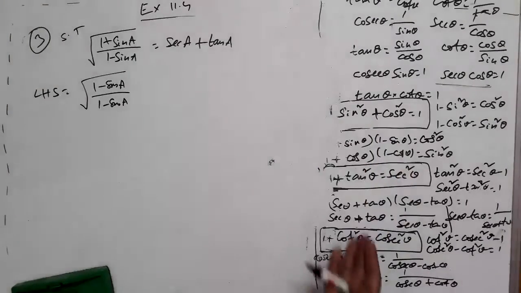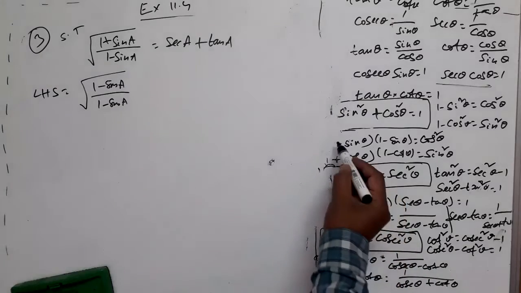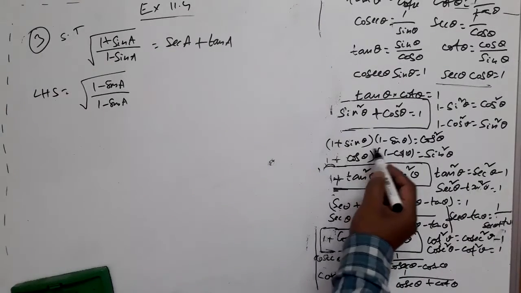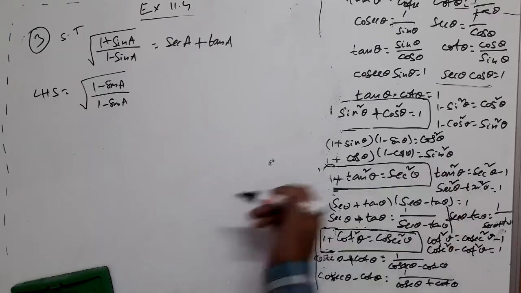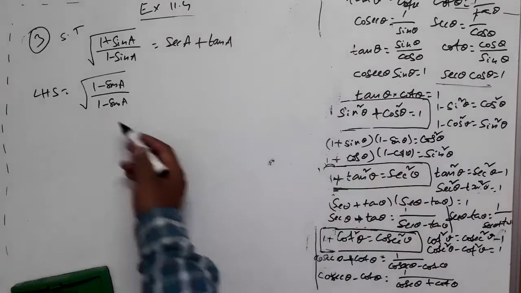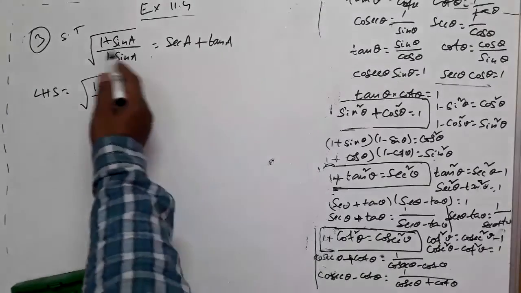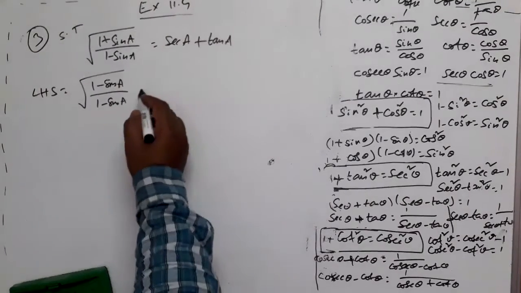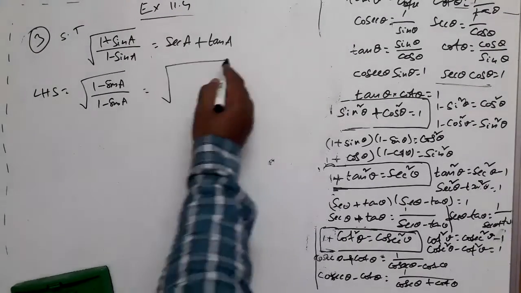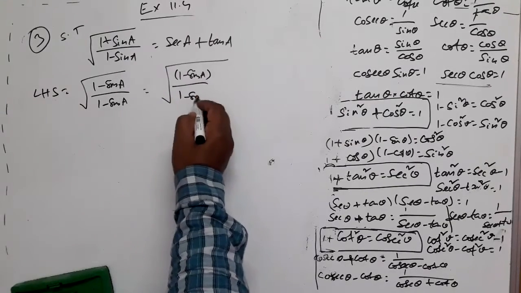Yes. While discussing basics, we have seen somewhere that 1 plus sine theta multiplied by 1 minus sine theta can be written as cos square theta. Right? Here 1 minus sine is there. I don't want the denominator also. I don't have a denominator here, but there is a denominator. I don't want this denominator 1 minus sin a.